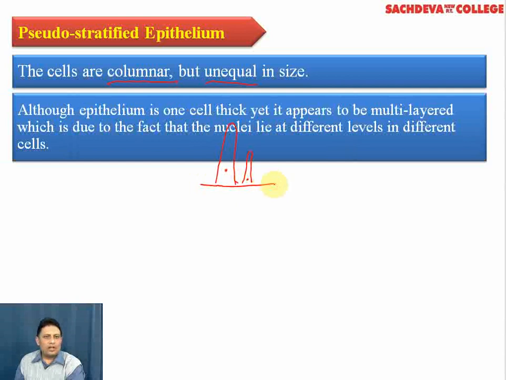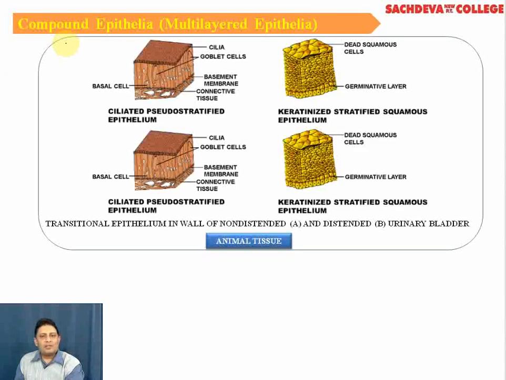Of course, both the cells will be present on the basement membrane. So you can see the epithelium is one cell thick, yet it appears to be multi-layered. It appears as multi-layered because the cells are of different heights. Therefore, the term used is pseudo. Pseudo means false. Coming to compound epithelium, which are the multi-layered epitheliums. You can see various types of compound epithelium.